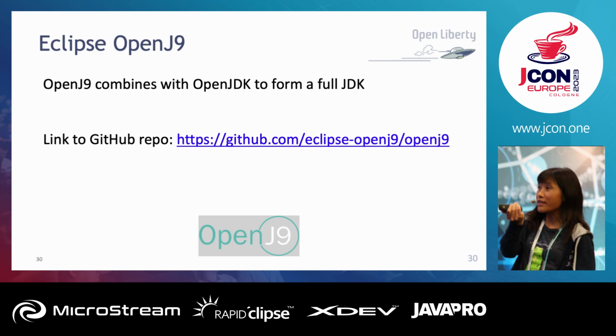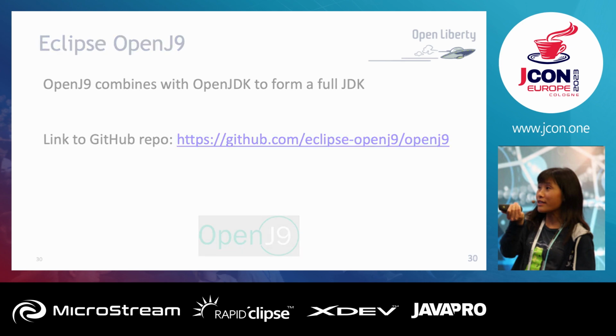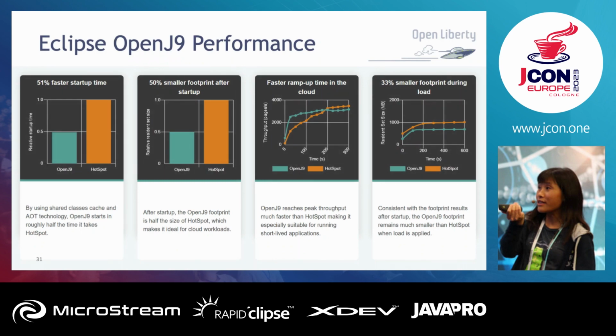This is the GitHub repo, so you can check out OpenJ9. For OpenJ9, startup is 51% faster with the cache and AOT, and it has a 50% smaller memory footprint, faster ramp up, and smaller memory during load.